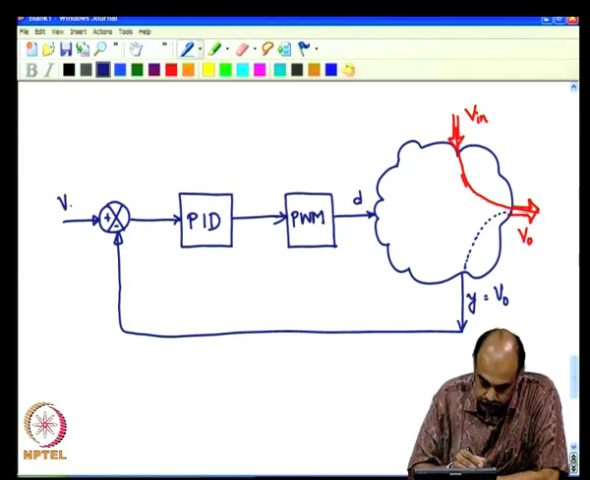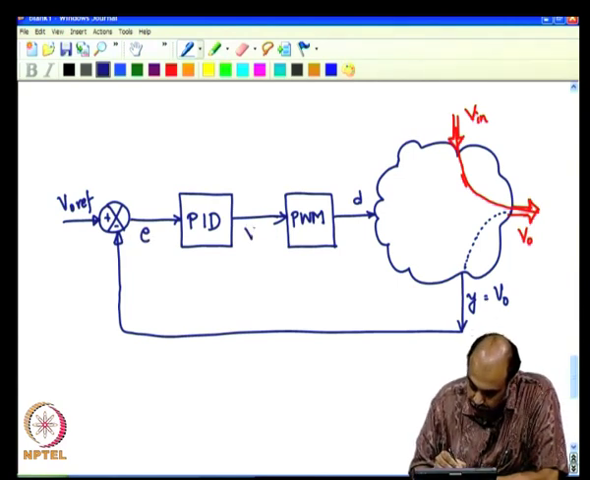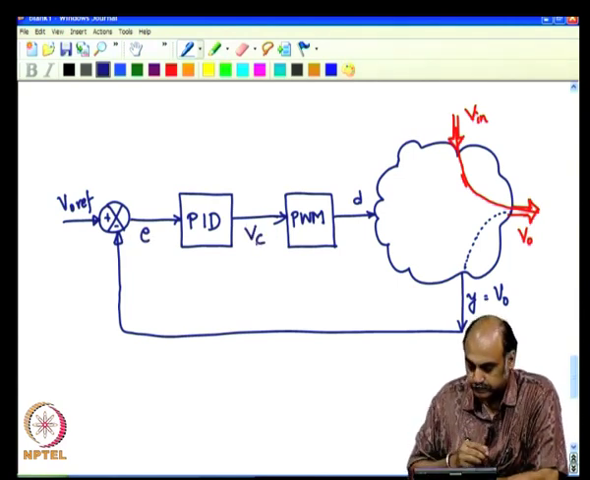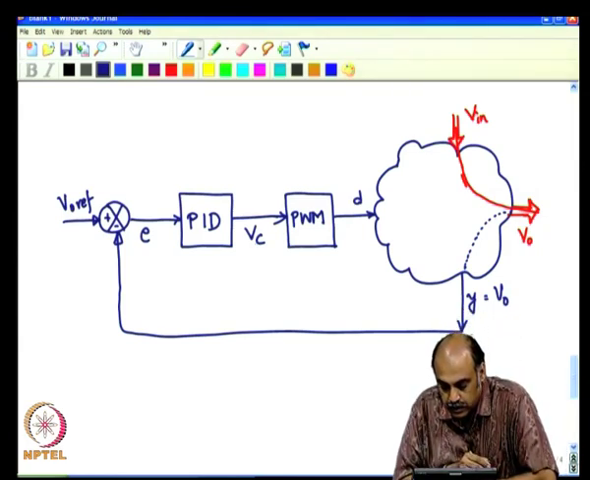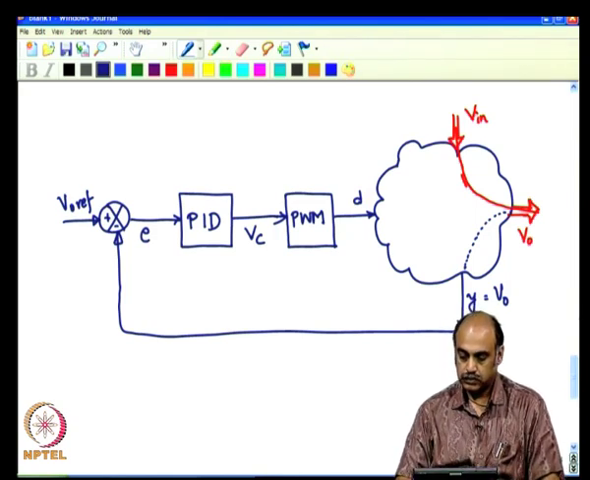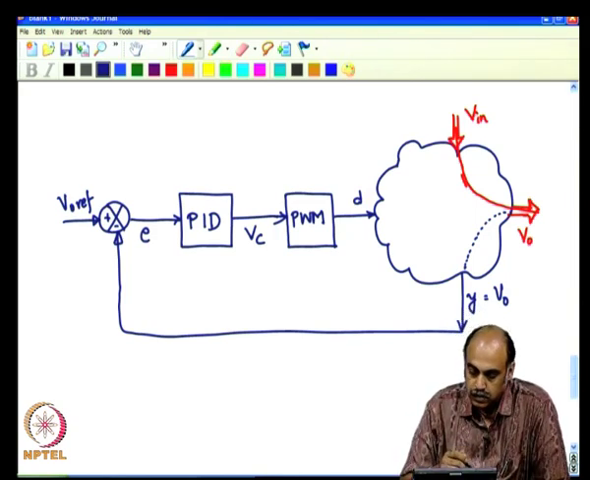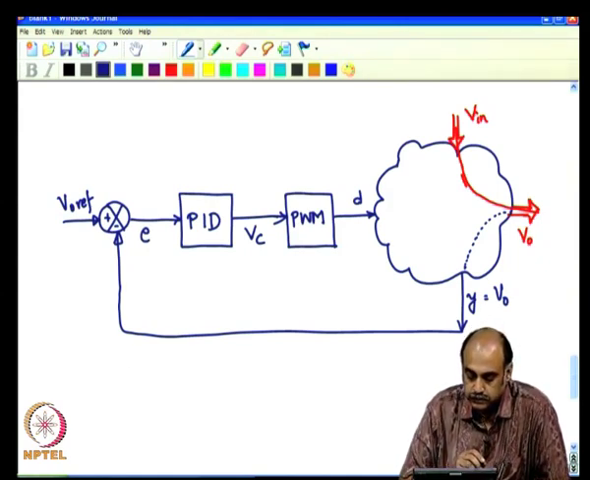Now, we have this V naught reference and V naught, we have error. Output of the PID controller VC is the PWM. Now, in the case of the DC-DC converter, we are doing the modeling which is small signal.